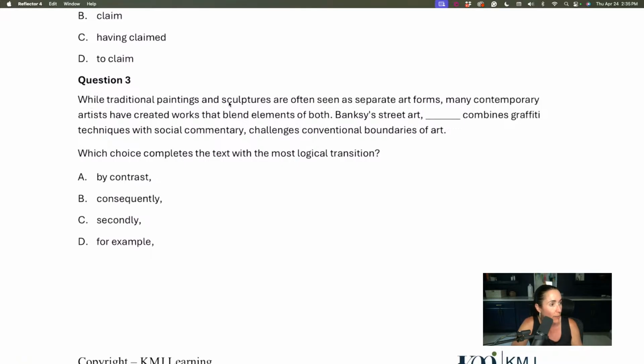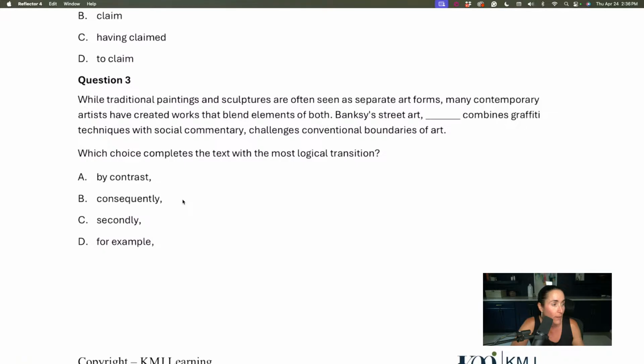So it's saying traditional paintings often seen as separate art forms. Many contemporary artists smush them all together. Banksy, for example, combines. That's why it's for example. By contrast wouldn't work because they're saying something here. Contemporary artists have created works that blend both elements. Banksy also combines elements. So it wouldn't be by contrast and it wouldn't be consequently. Secondly, sounds weird. For example, is the best one here.